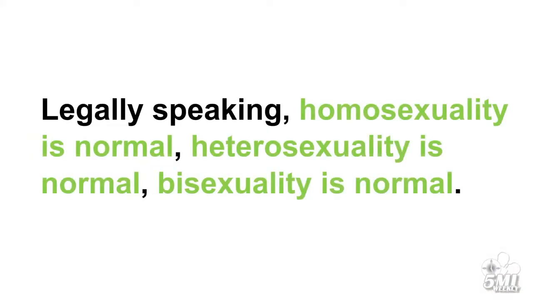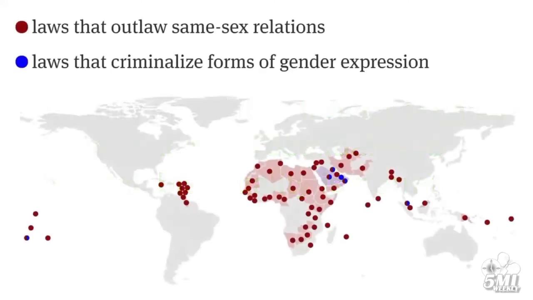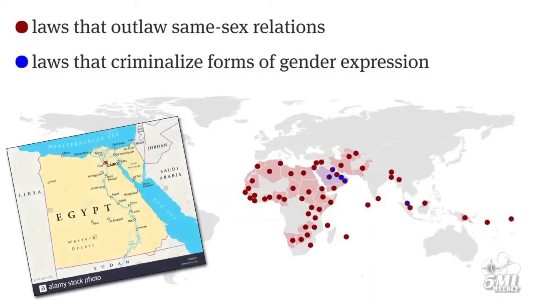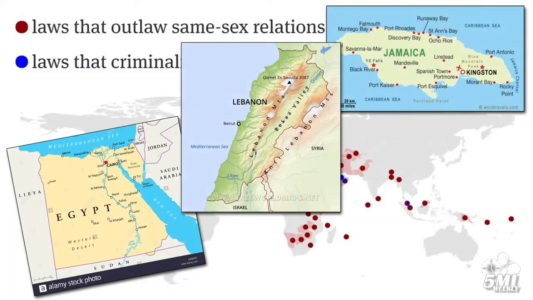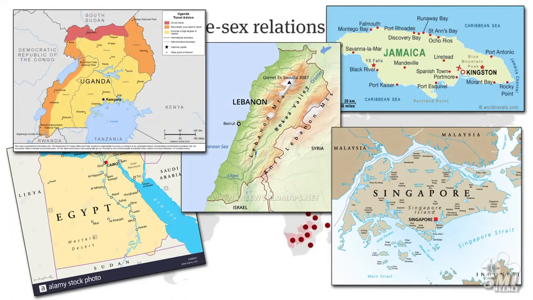Homosexuality, heterosexuality, and bisexuality are normal from a legal perspective in the United States because there are no laws against a person being a particular sexual orientation. However, this definition of normal is relative to where you are in the world. Unfortunately, today, countries like Egypt, Jamaica, Lebanon, Singapore, and Uganda have laws against people being homosexual or bisexual.